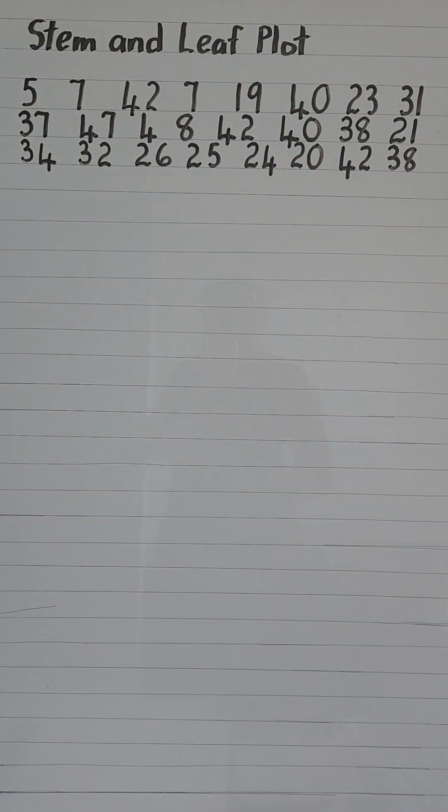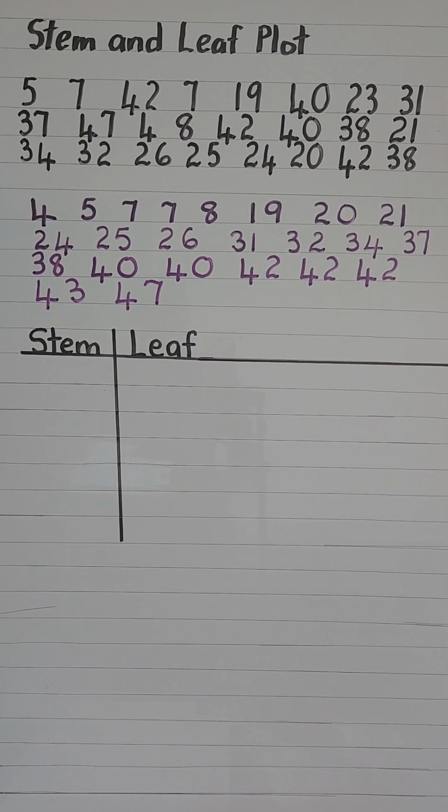In today's video, I'm going to show you how to make a stem and leaf plot from the data set. The first thing we're going to do is arrange the data in numerical order. This will make our work much easier, and also we will not miss any data.